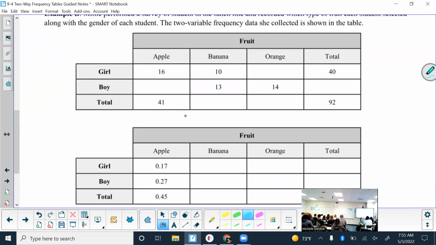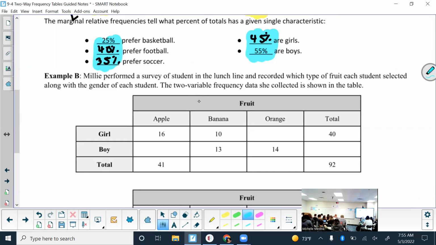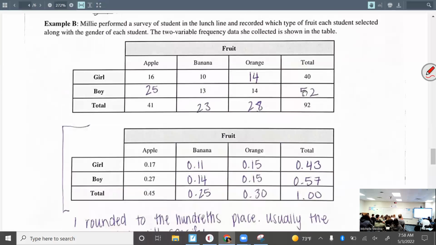All right, I think, yeah, let's do this one. This will be the your turn, the example B. All right, so first thing you need to do was fill in the table. Hopefully that was like the easy part. All the rows should add up to this total. All the column totals should be these two numbers added together. And then the 92 represents what? 92 people total that were surveyed.